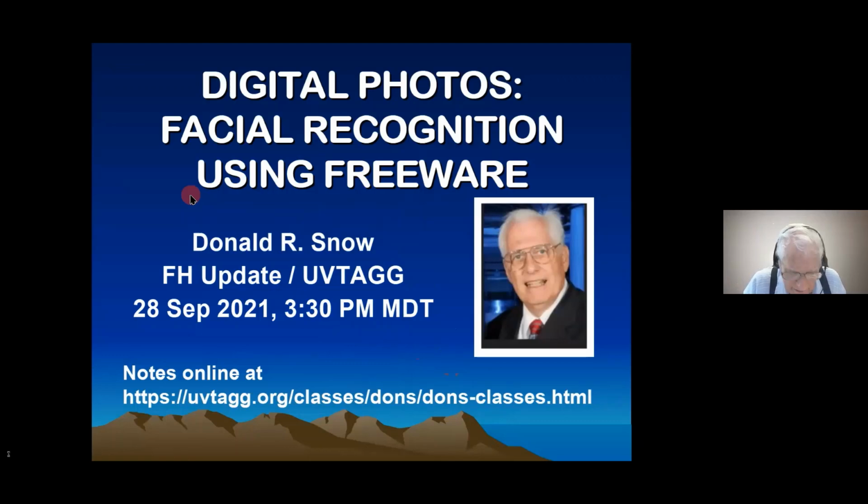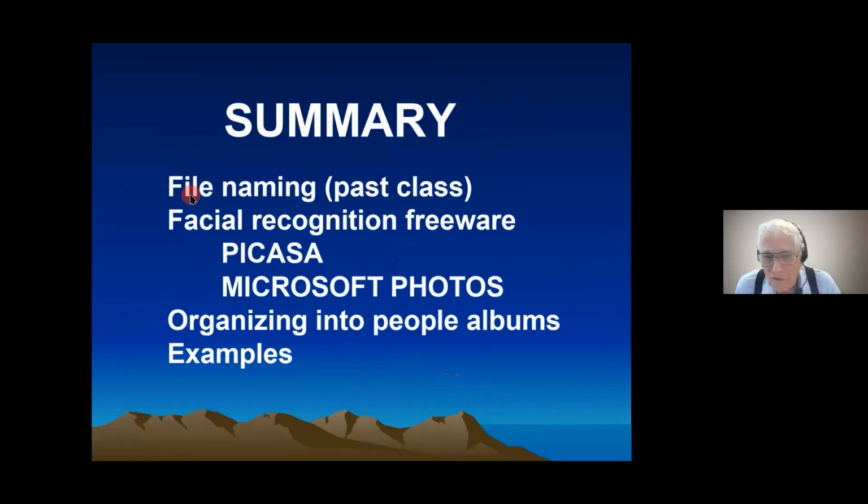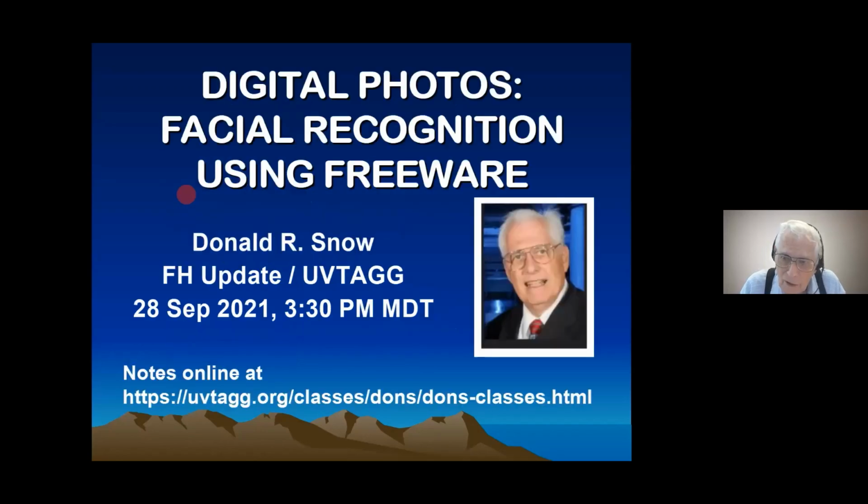Here's the summary. This is what we talked about. We talked about file naming last time, not this time, and that's a major help. Facial recognition freeware: we talked about the two programs, Picasa and Microsoft Photos. They organize into people albums, which you can then download or move around or do what you want to with them. And then we saw a bunch of examples from it.